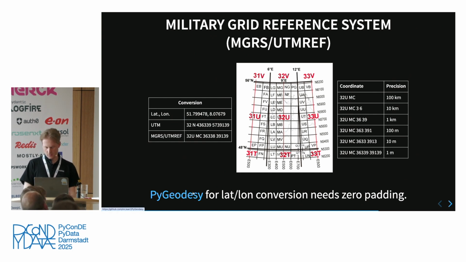However, as I'm using PyGeodesy for the coordinate transformation, I need to do some zero padding as it expects float values which are meters. So I had to do some zero padding.